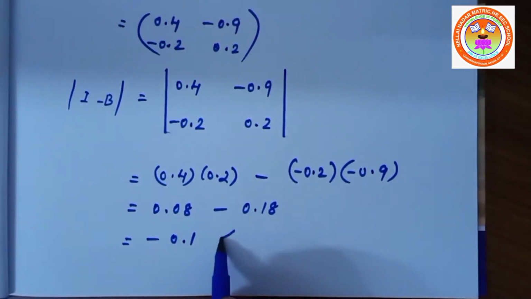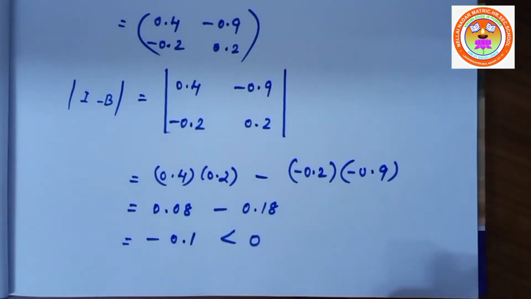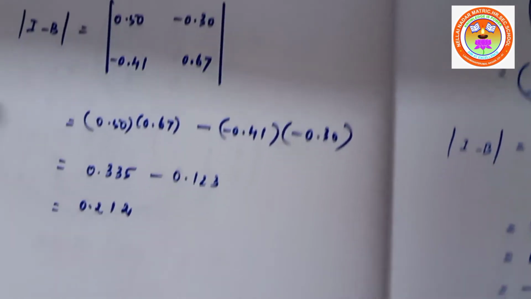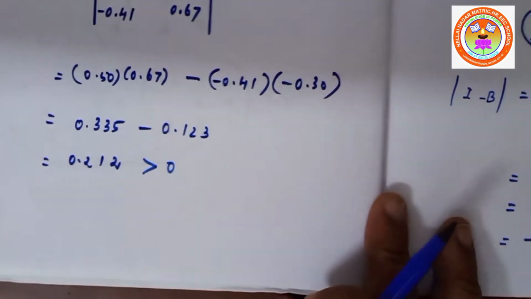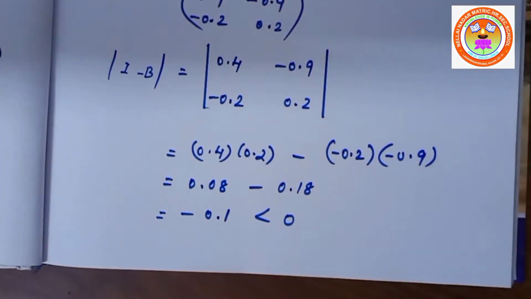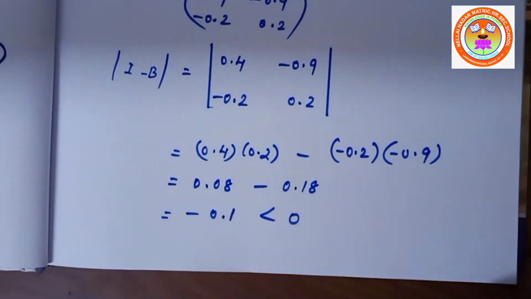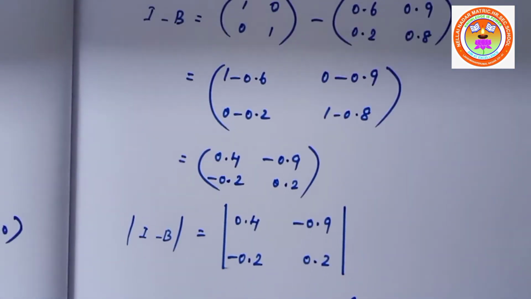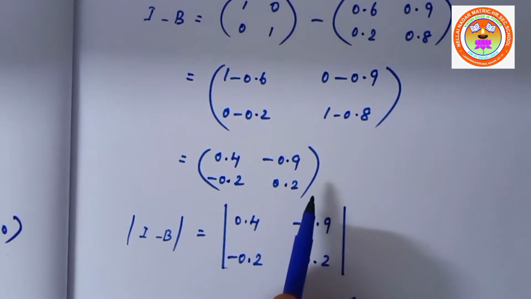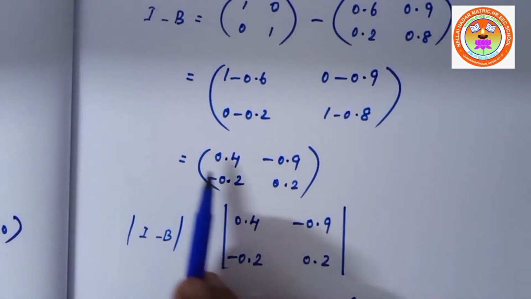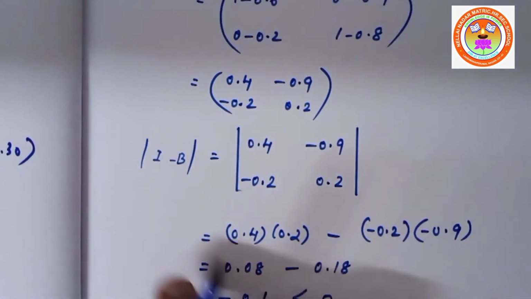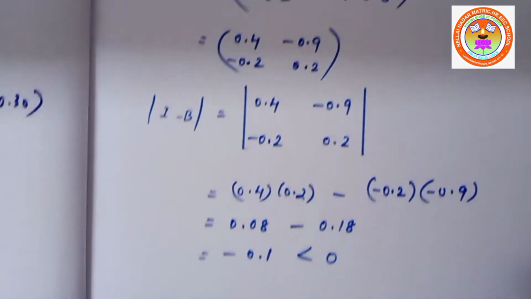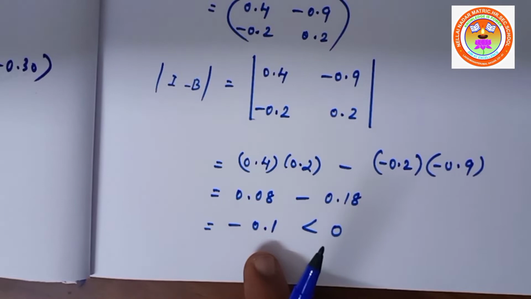Negative means less than 0. Even for the previous problem, we got 0.212, that is greater than 0. Greater than 0 means positive. Now, we know that Hawkins-Simon has two conditions to be satisfied, then only we can say the system is viable. Here, we have I minus B. The first condition is satisfied. The first condition is the main diagonal elements of I minus B are positive. Yes, here they are positive. But the determinant of I minus B should be positive, but we have a negative.